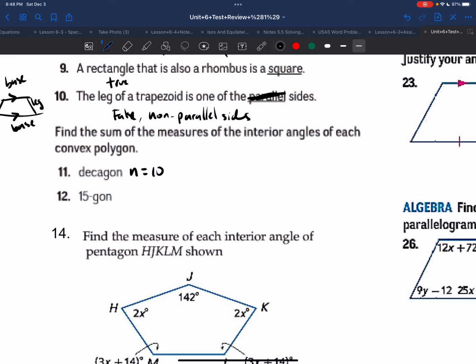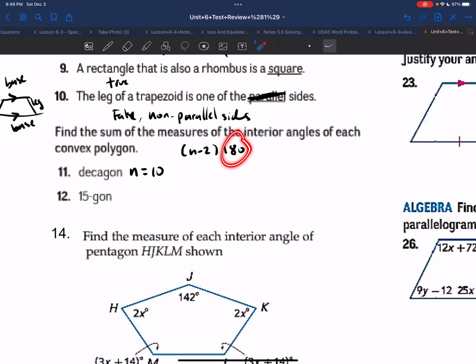And the formula for this is (n minus 2) times 180. You don't necessarily need to memorize this formula because let's take a look at a decagon. Well, a decagon has 10 sides. How many triangles does it have? Well, it has 8, right? n minus 2. So this should be 8 times 180.